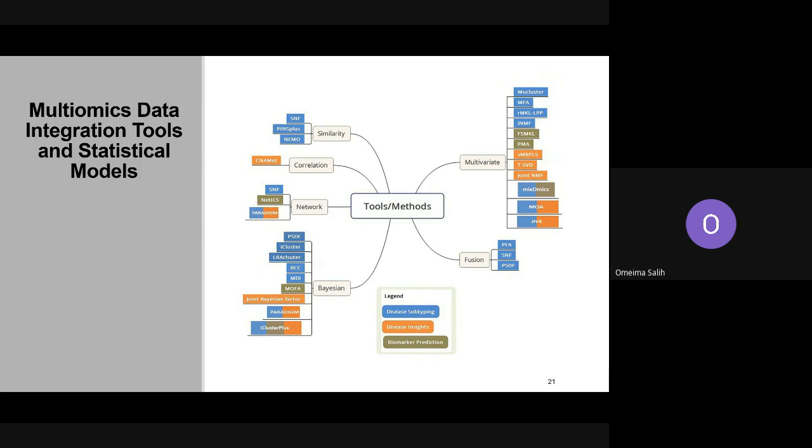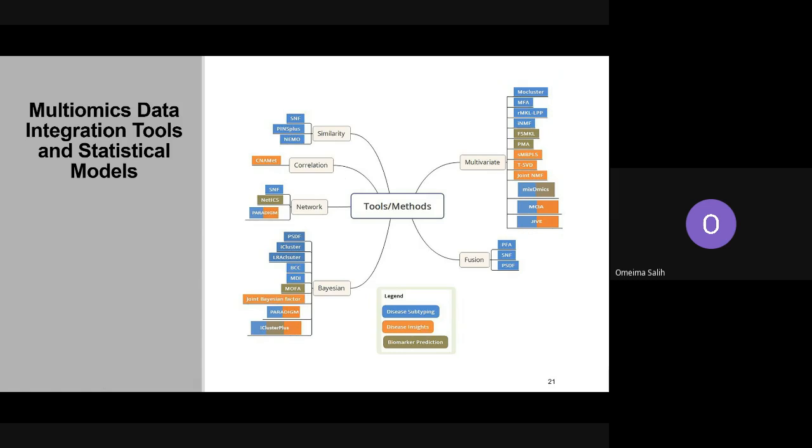Again, this is just a translation of the previous table in a visual form, showing the different tools. And the different tools, it depends. For example, if your study targets disease subtyping, then you need to use, for example, iCluster, because it uses different statistical methods. All these are different statistical methods: Bayesian, multivariate, fusion. These are all different statistical packages.